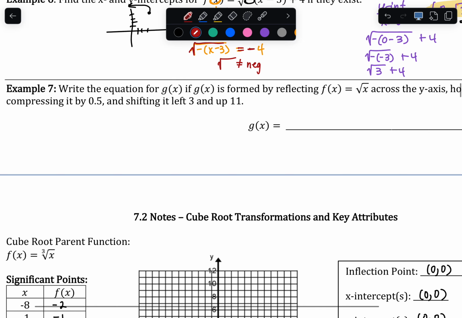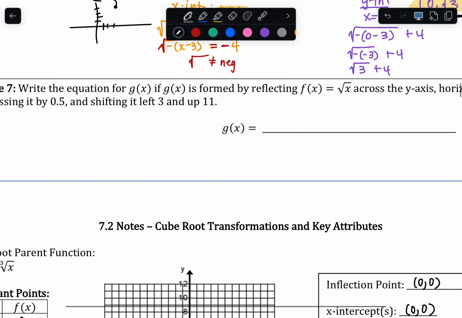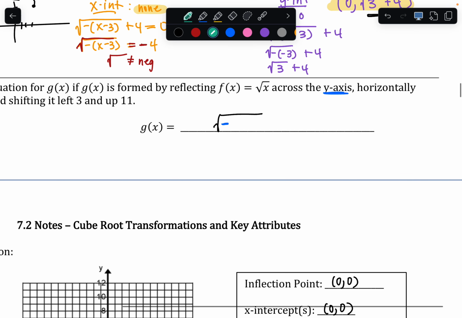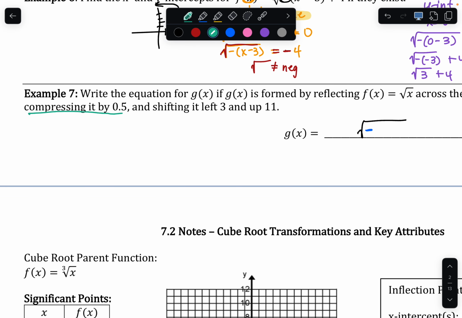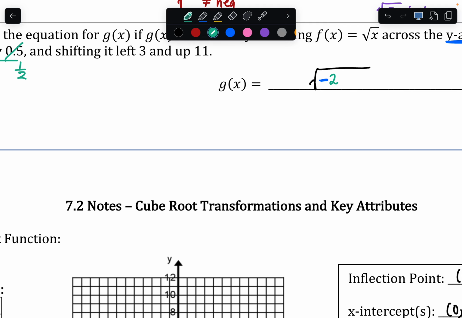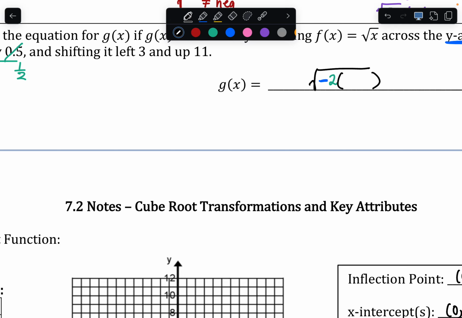All right, last thing we're going to do is write an equation given the transformations. So it says write the equation for g of x if g of x is formed by reflecting our square root function across the y-axis. So that means my negative is inside. And then we have a horizontal compression by 1/2. So that means I have a 2 inside. That's my b value. And then left 3 means I'm going to need a set of parentheses, so it's proper form. I'm going to have an x plus 3. And then lastly, the up 11 would be completely outside the radical for plus 11.